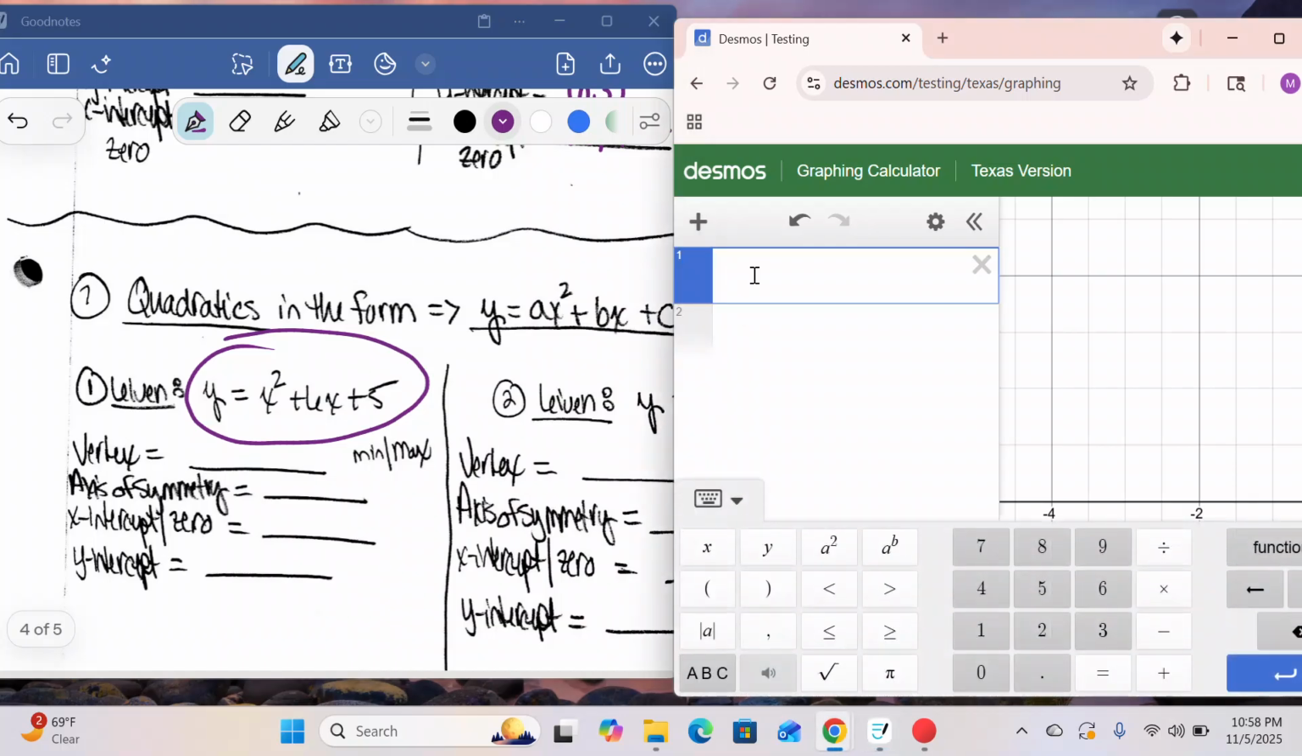So I'm going to go ahead and input this on Desmos, and I'm going to put y equals x squared, and how do I get the square right here? Plus 6x plus 5. And I have my vertex, I have my axis of symmetry, I have my x-intercept, which is also called my 0, and I have my y-intercept.